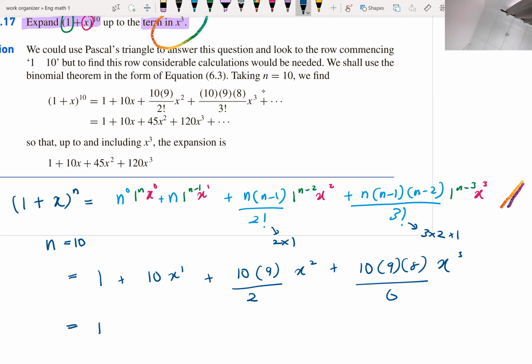So 1 plus 10x plus 45x to the power of 2 plus 120x to the power of 3. So this is the answer.